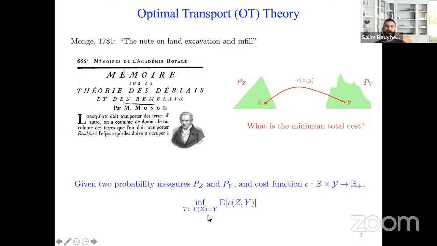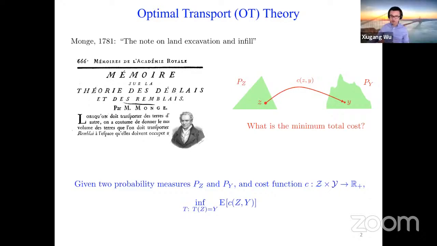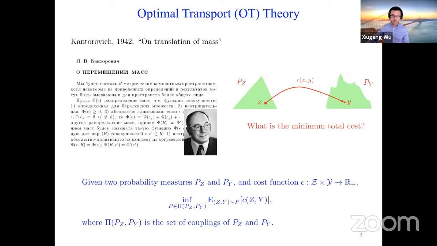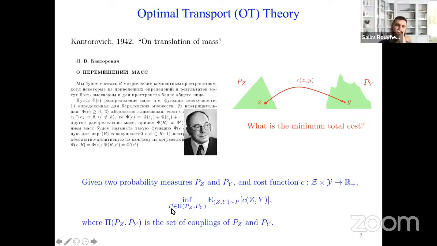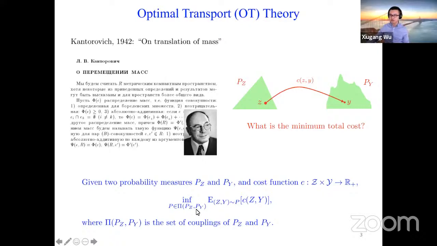So in some sense, you allow Y to be a stochastic function of Z. Exactly. You can really think of Kantorovich's formulation as allowing for all stochastic mappings from Z to Y, versus Monge's formulation, where the mapping can only be deterministic.